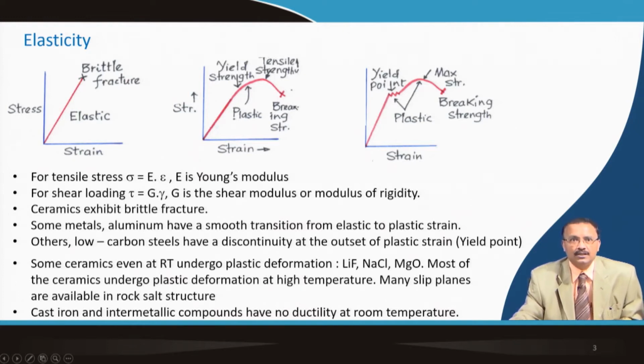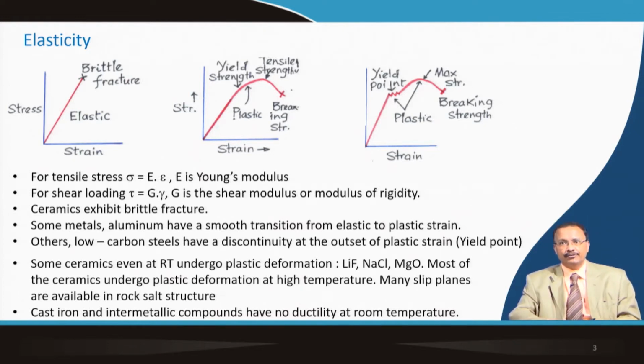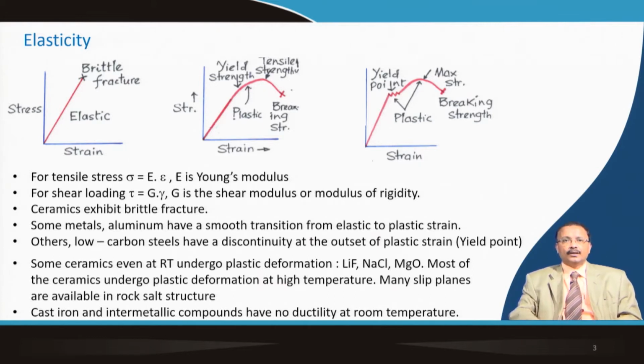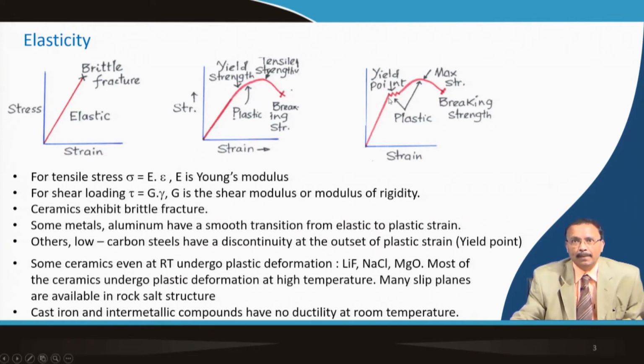So, usually ceramics exhibit this brittle kind of fracture. Some metals, particularly aluminum, have a very smooth transition from the elastic to the plastic region. You can see that initially it is elastic, and there is a very smooth transition to the plastic domain. In case of low carbon steel, there is a discontinuity at the onset of plastic strain. There are some ups and downs, and we call this the yield point.